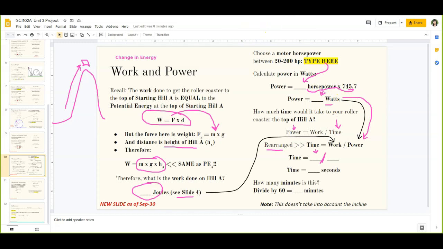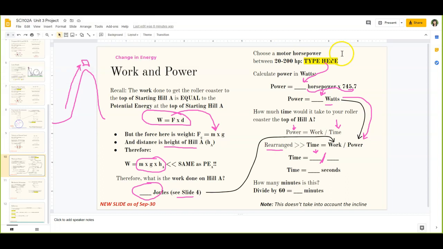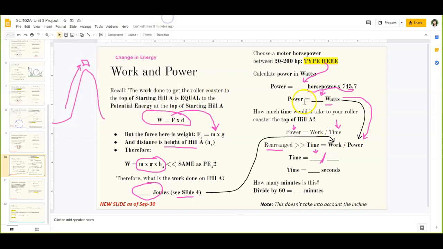20 times 745. Sorry, where did my calculator just go? Calculator. All right, here we go. So again, the minimum horsepower would be 20 times 745.7, so 14,914. The max would be 149,140. So again, this should be a pretty big number too. And then divide that and you should get that answer in seconds. So your answer will be in seconds.